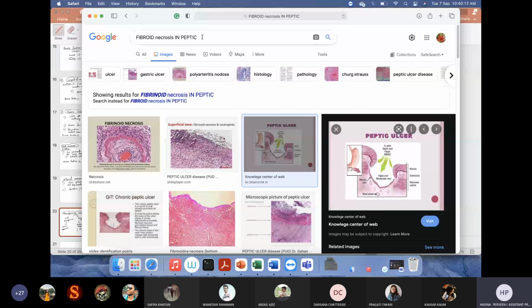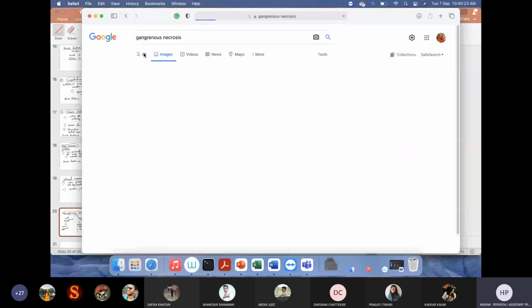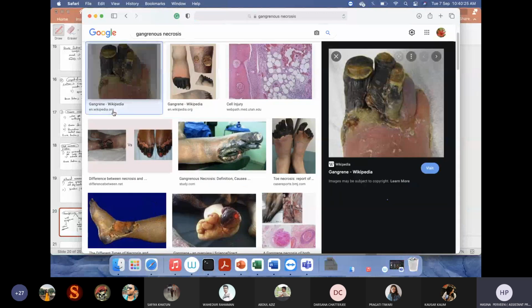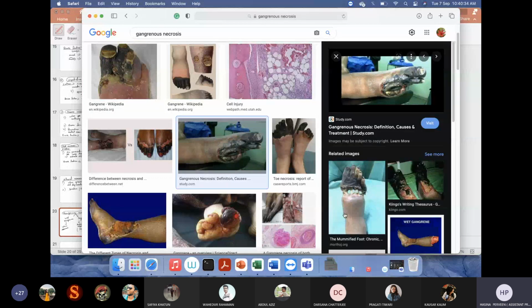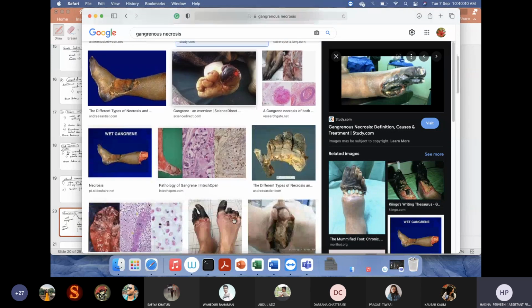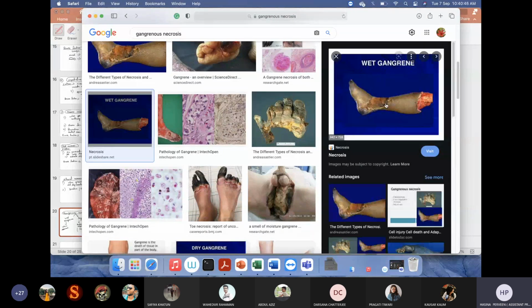Gangrene necrosis, which part? This is the feet, this type. This is the dry gangrene. Okay, this is the dry, this is the wet, this is also dry. This is the wet gangrene. This is the upper part, inner part. Okay, and between the upper part and the dead tissue is the dry gangrene. Okay.